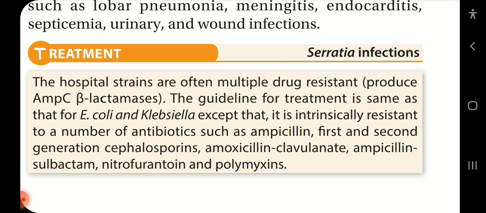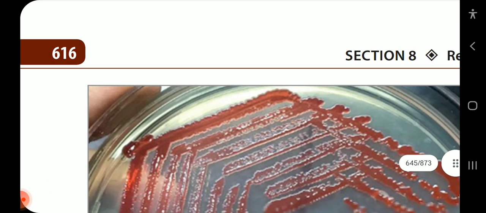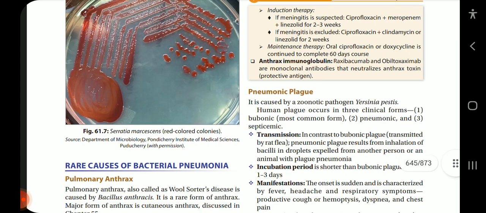Treatment for Serratia infections: the hospital strains are often multiple drug resistant and produce AmpC beta lactamases. The guideline for treatment is the same as that of E. coli and Klebsiella, except that it is intrinsically resistant to a number of antibiotics such as ampicillin, first and second generation cephalosporins, amoxicillin-clavulanate, ampicillin-sulbactam, nitrofurantoin, and polymyxins. In this figure, we can see the Serratia marcescens red colored colonies.